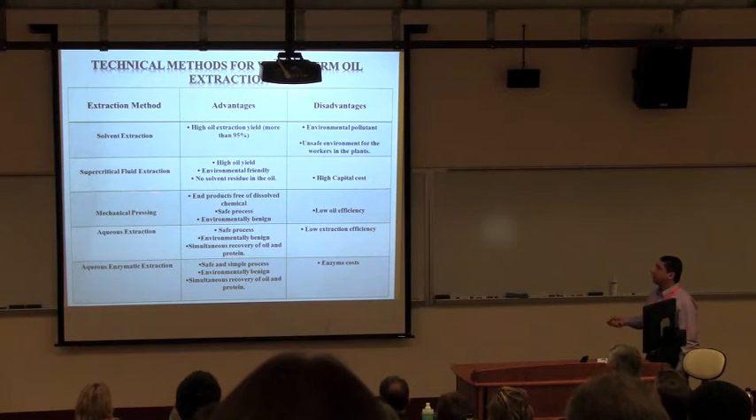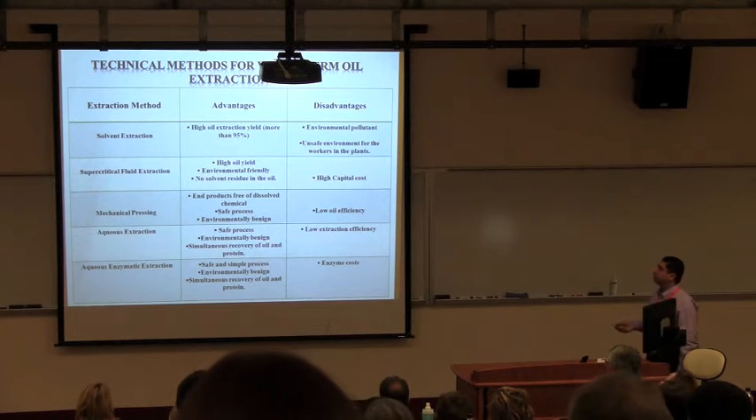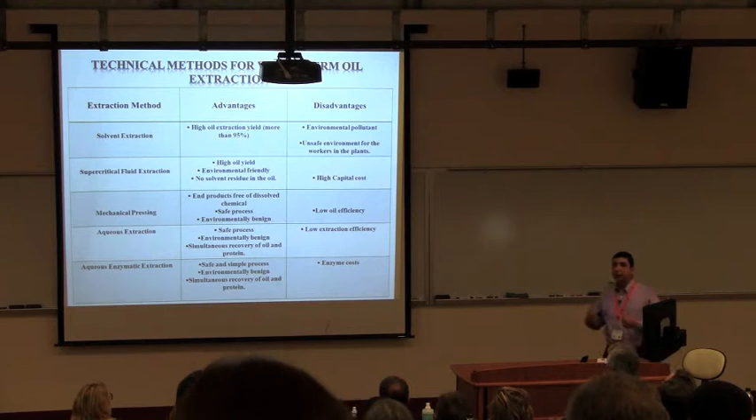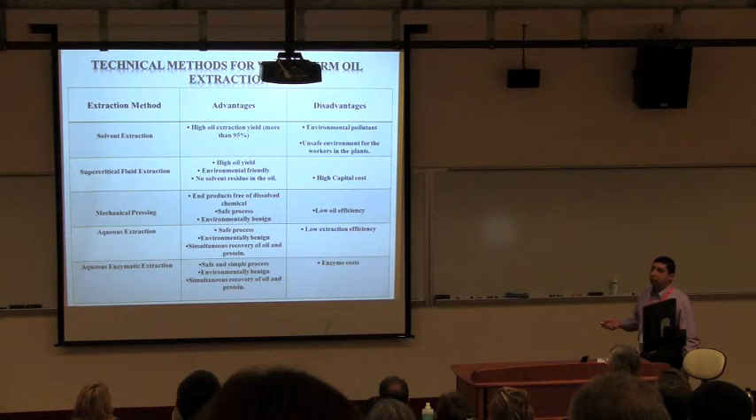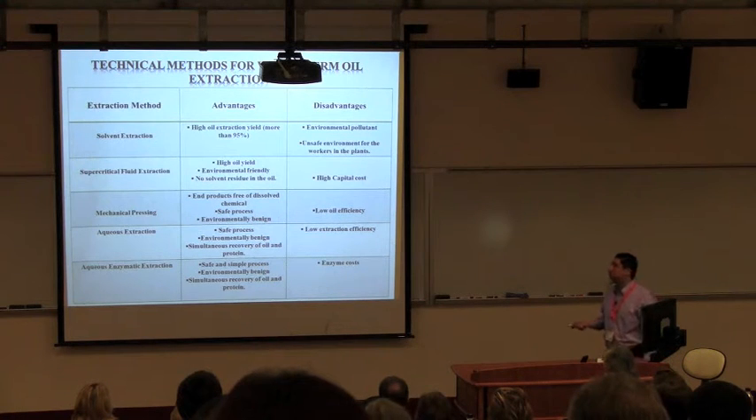Mechanical pressing is the third method used to extract the oil from wheat germ, and this method just applies a mechanical pressure to force the oil out of the germ. This method gives an end product free of any dissolved chemical, and is also considered a safe and environmentally benign process. The main disadvantage of this method is low oil efficiency.